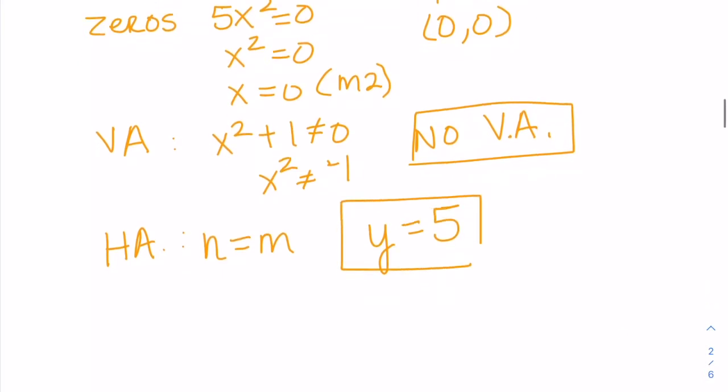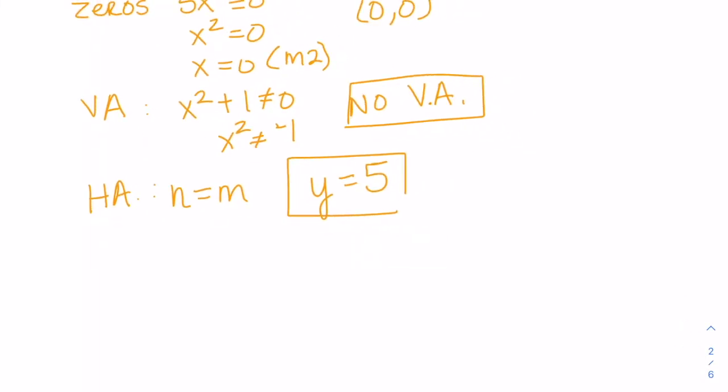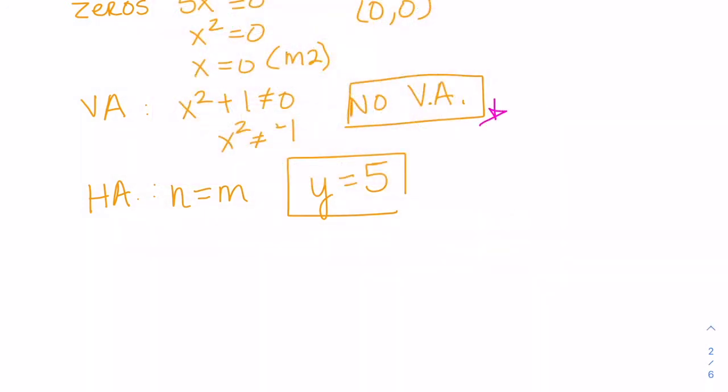So when I consider the domain, well, we know that this function doesn't have any vertical asymptotes. So there's really no restrictions on the domain. So I could write the domain as all real numbers.